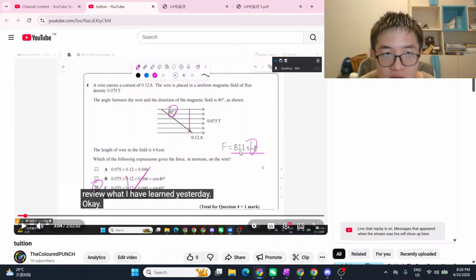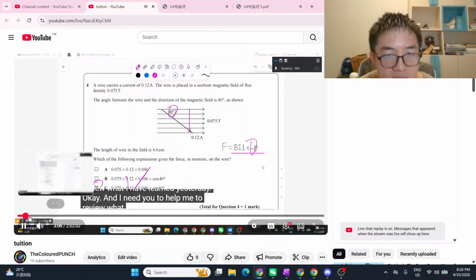Length, we have current, and we have magnetic flux. So magnetic flux density is 0.75. We have amps of 0.12, and we have a length of 4.6 centimeters, so 0.046 meters times sine 40 degrees.